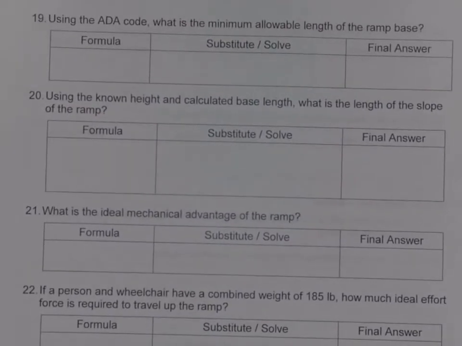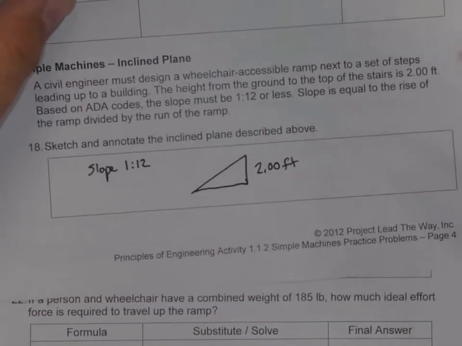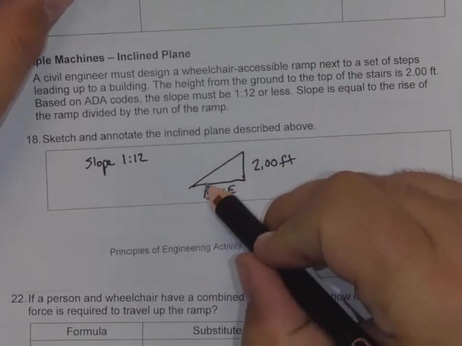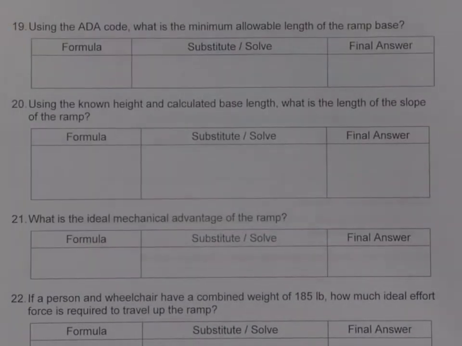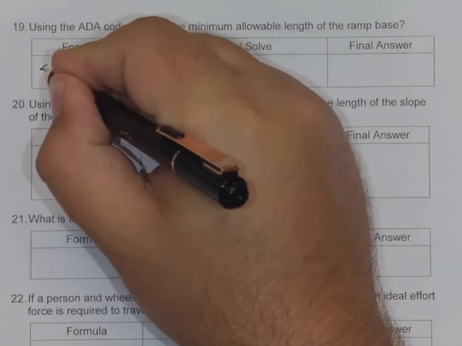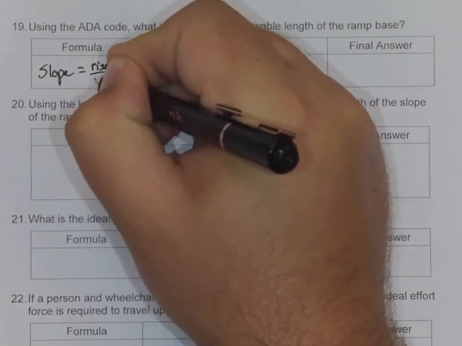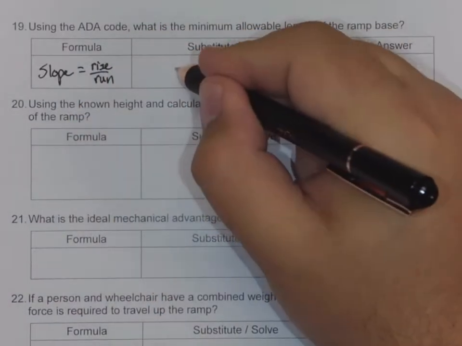So looking at number 19, using the ADA code, what is the length of the ramp base? Looking at our sketch, we're looking for this base component, not the slope surface. So we're looking for the length of that base. Utilizing the slope, our formula here will be slope is equal to rise over run.